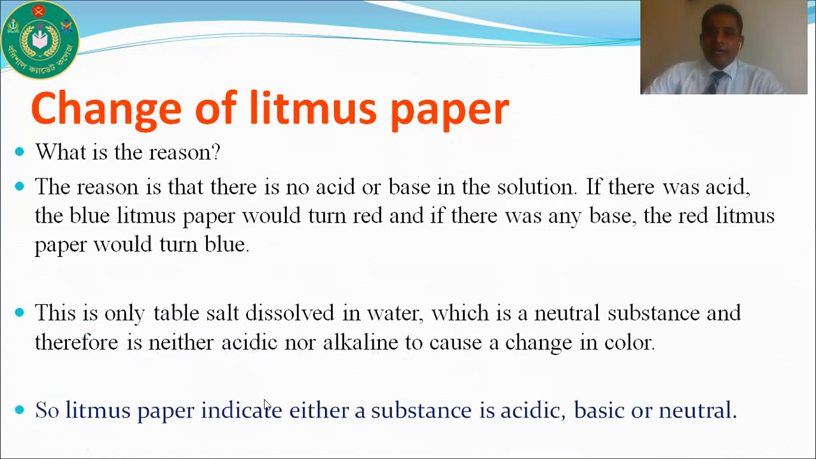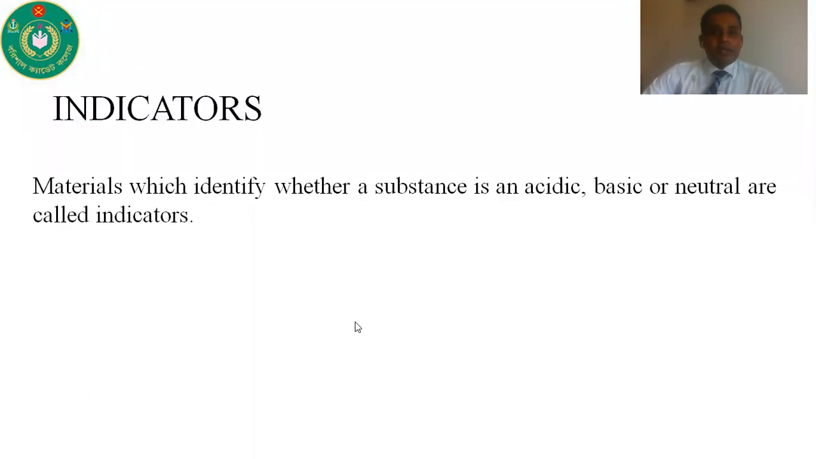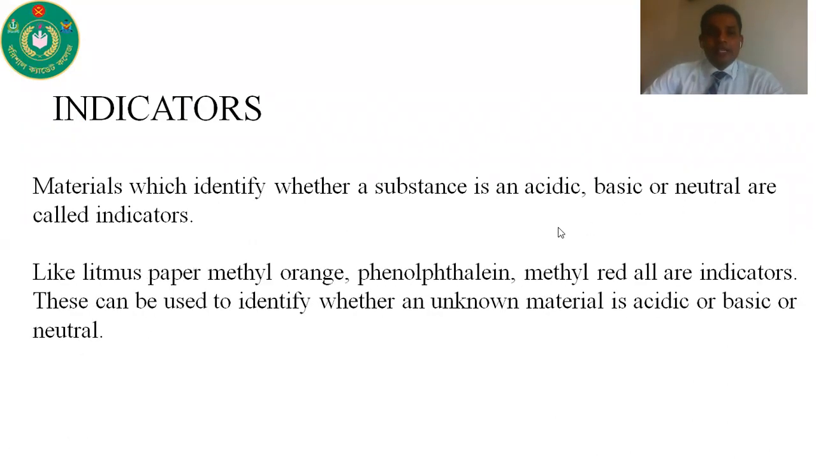So litmus paper indicates whether a substance is acidic, basic or neutral. So we can say an indicator is a substance that identifies whether a substance is acidic, basic or neutral by changing its color. Like litmus paper, methyl orange, phenolphthalein, methyl red, all of these are indicators. They can be used to identify whether an unknown material is acidic, basic, or neutral.